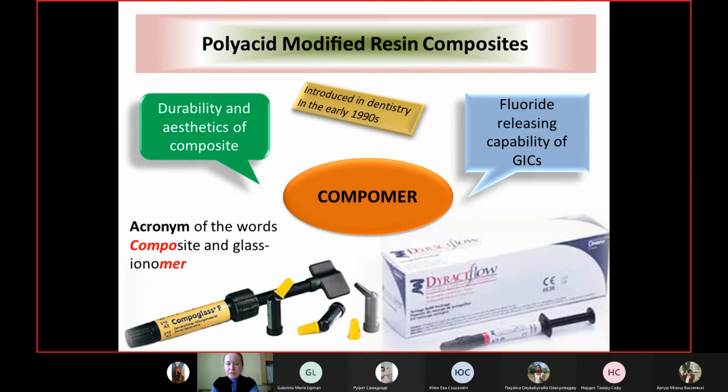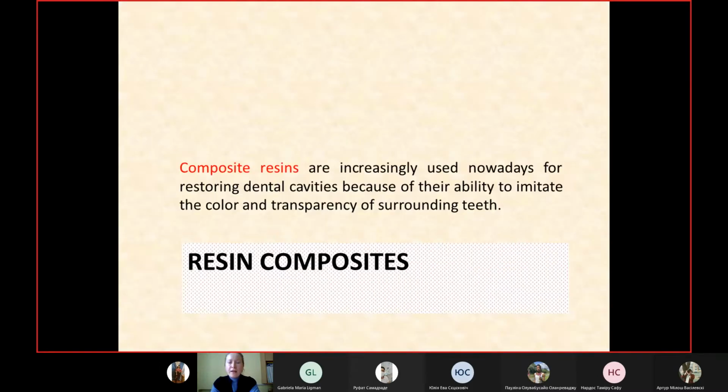So their indications are linings, base linings, and in the sandwich technique they can be used, and pediatric dentistry is a favorite usage there. And now we finish with glass ionomer cements and their modifications and move to resin composites. Resin composites are increasingly used nowadays because they are very aesthetic and strong enough to stand occlusal forces.